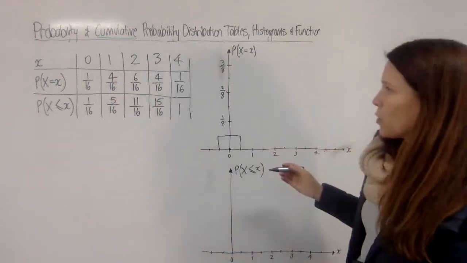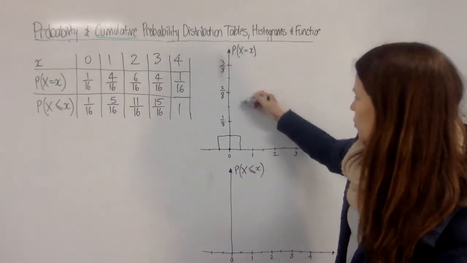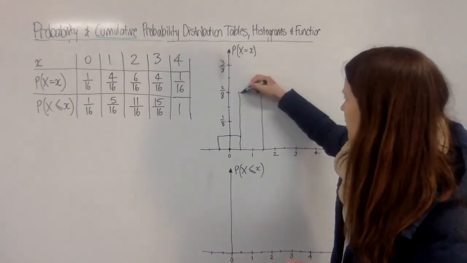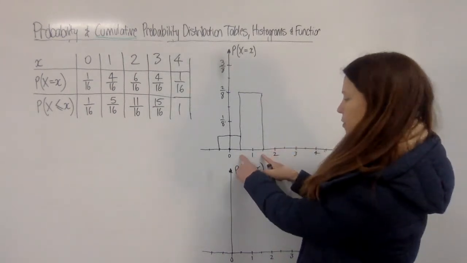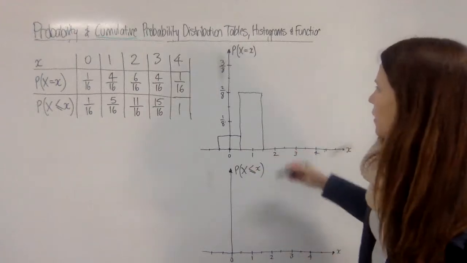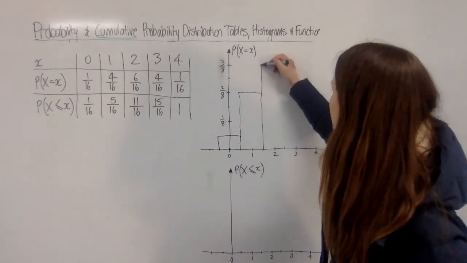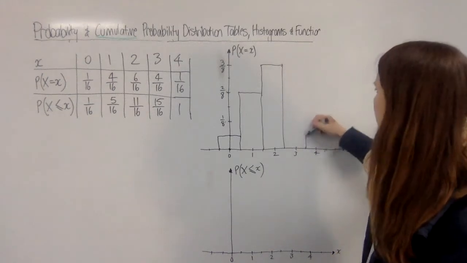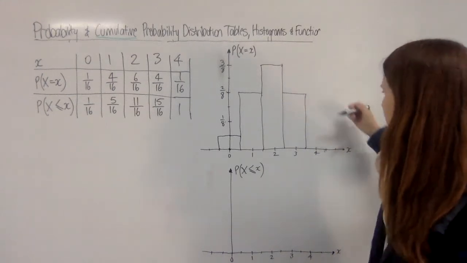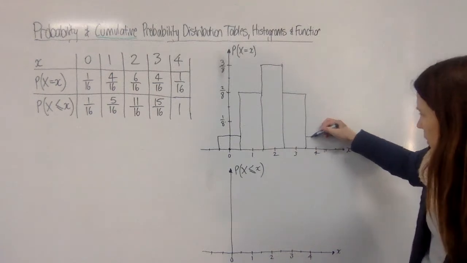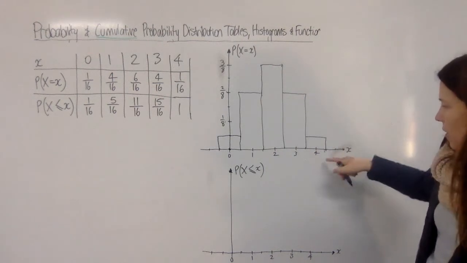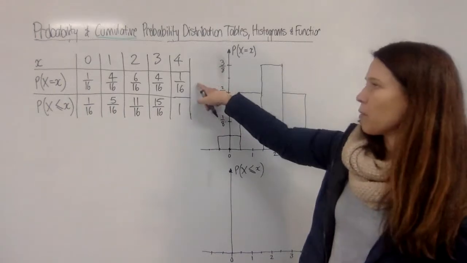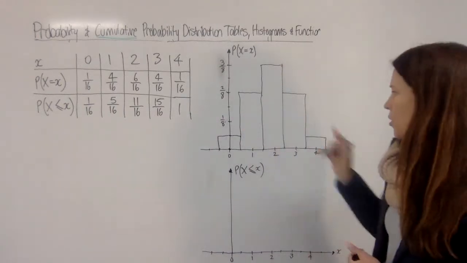Now for 1 I need 4/16, which is 1/4 or 2/8, so that needs to come up to this sort of height. And you can see I can build my columns from each of those in between notches. Then my next one's the tall one, goes all the way up. Now I'm just doing mine roughly without a ruler, but you get the idea. You can make this a little bit neater. And the bottom one's 1/16 again, and will extend out to that 4.5 point. So that's the probability distribution histogram.